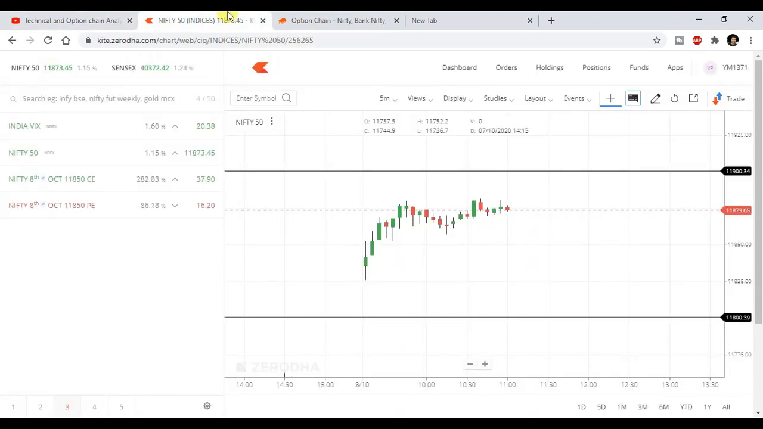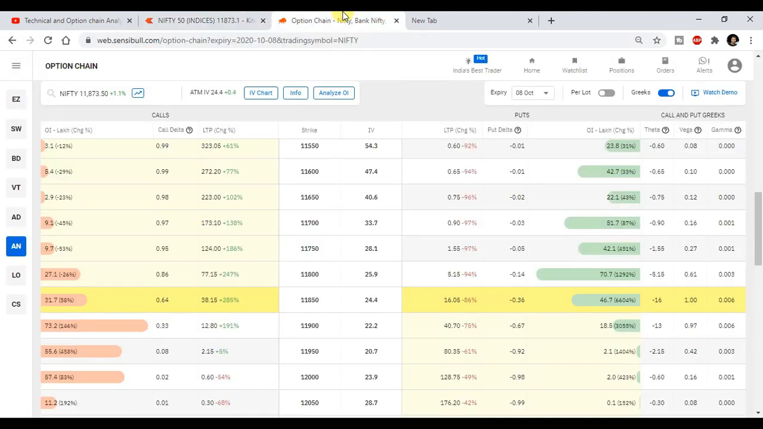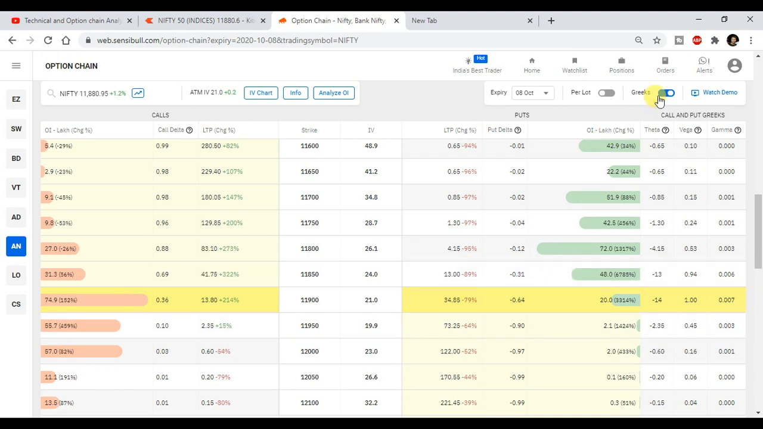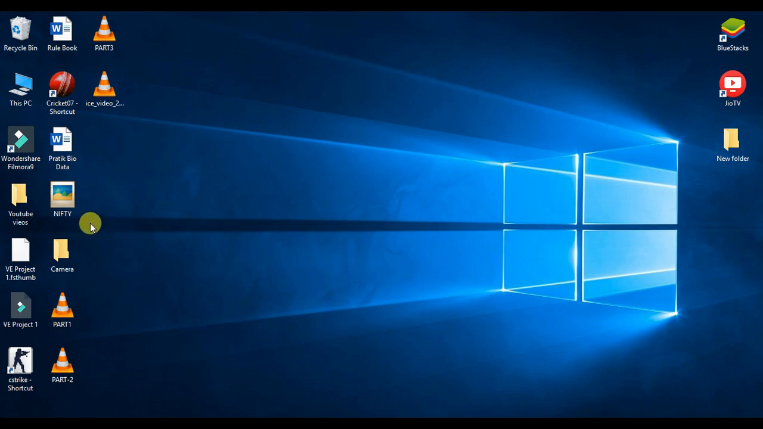We have to use this strategy when we feel that the market is going to be range bound. If I go to the option chain, today is the 8th of October, and we can clearly see a strong support at 11,800. The open interest is almost 70.7. On the call side we can see a strong resistance at around 11,900, with open interest of 73.2. I have taken a snapshot of the open interest from the morning.